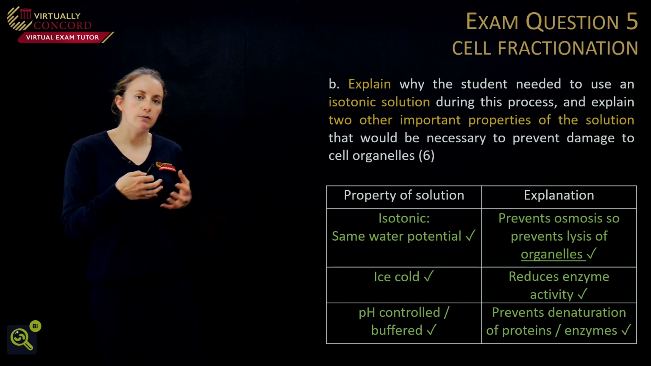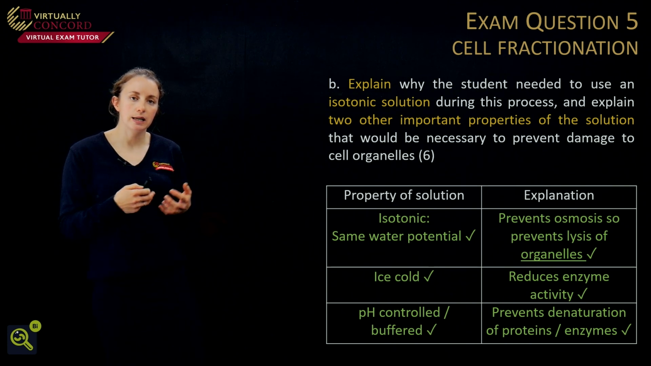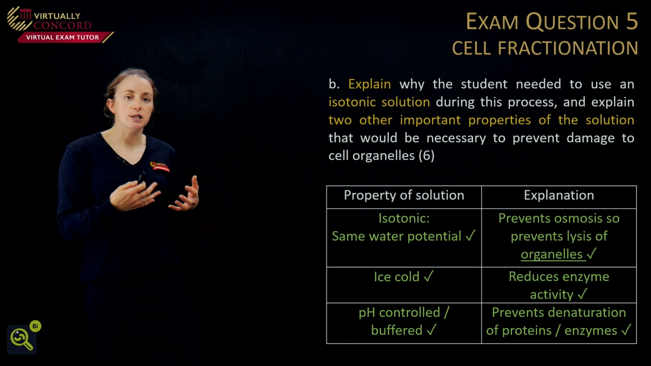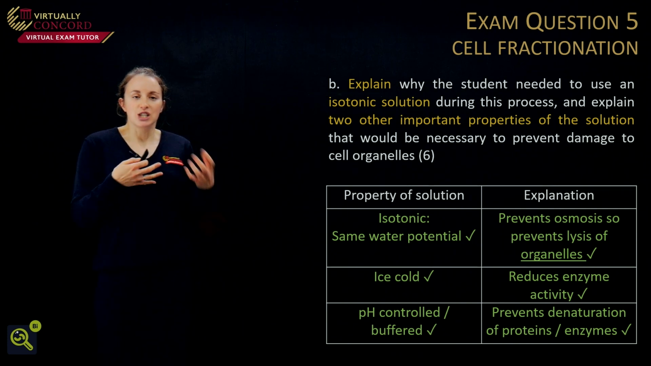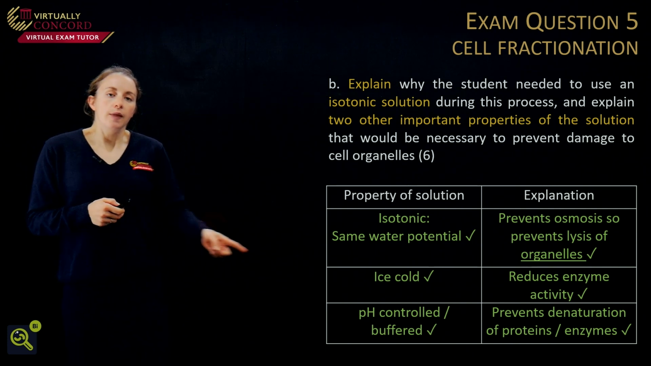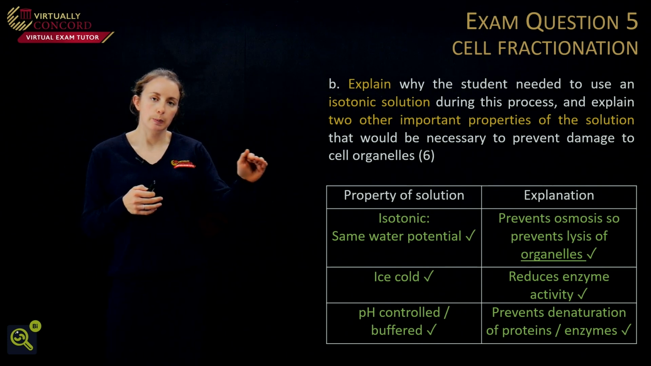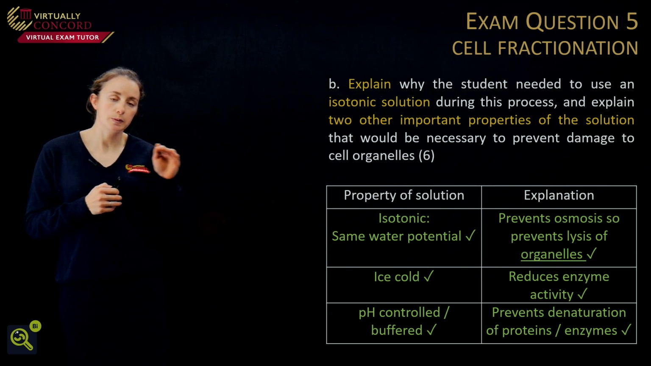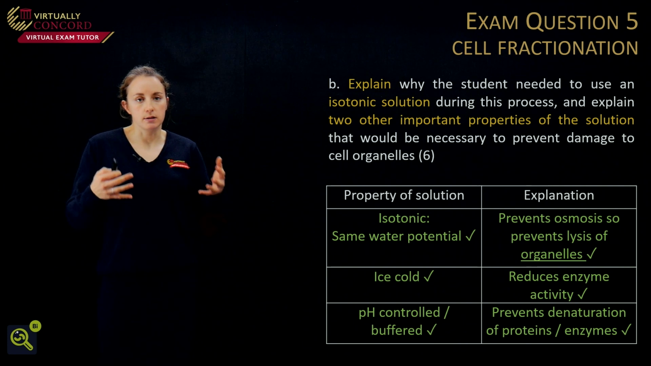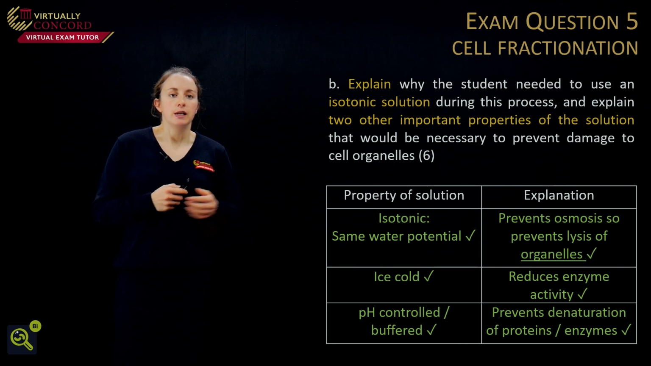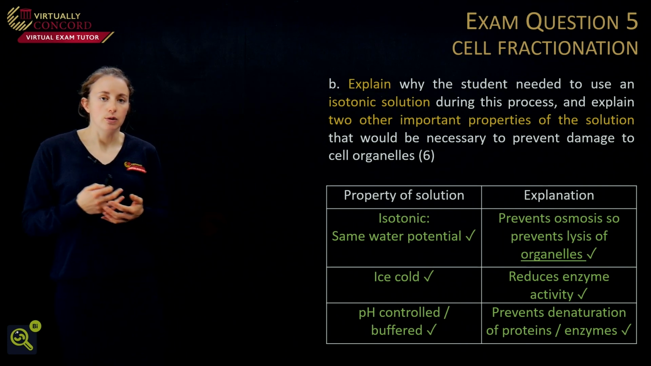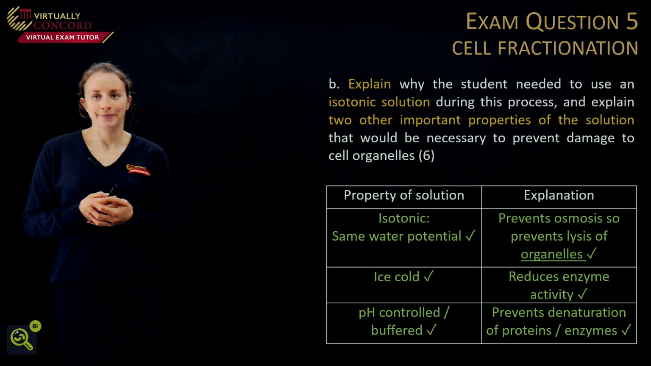And then second point, ice cold. So your solution does need to be really, really cold because that reduces any enzyme activity and prevents, for example, enzymes digesting your organelles. And then pH controlled or buffered. So we need to buffer our solution to make sure the pH is constant and at the optimum pH for the cells and the organelles. And that prevents denaturation of any proteins or enzymes present.